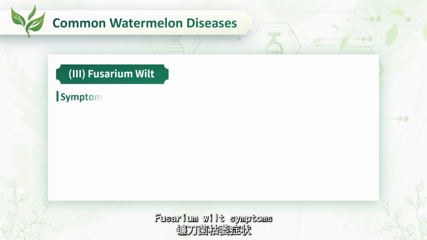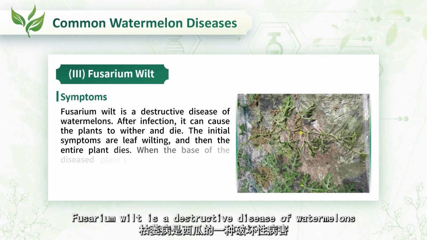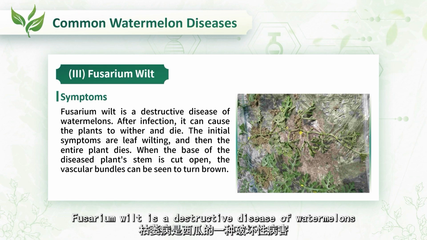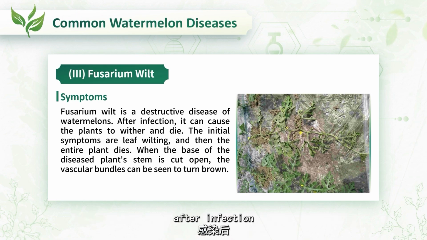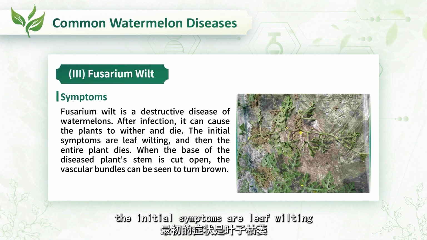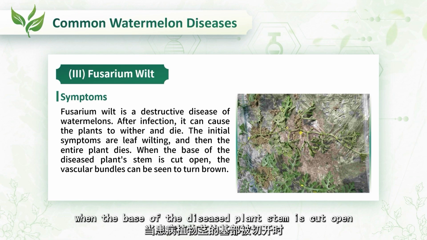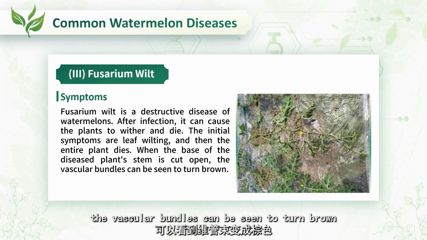3. Fusarium wilt. Symptoms. Fusarium wilt is a destructive disease of watermelons. After infection, it can cause the plants to wither and die. The initial symptoms are leaf wilting, and then the entire plant dies. When the base of the diseased plant stem is cut open, the vascular bundles can be seen to turn brown.